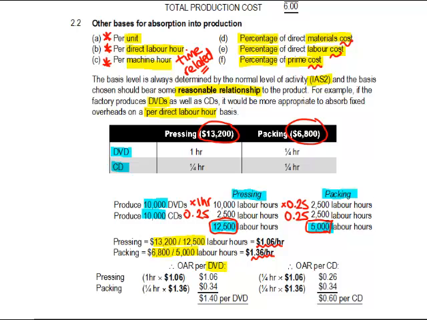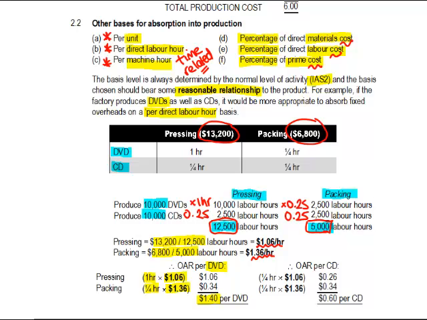So all we do is we say, well, in pressing, it takes 1 hour, and we've calculated the overhead absorption rate per hour as $1.06. Then it goes into packing, where it spends 15 minutes, and that's at a rate of $1.36. So that gives us a total for each DVD of $1.40.